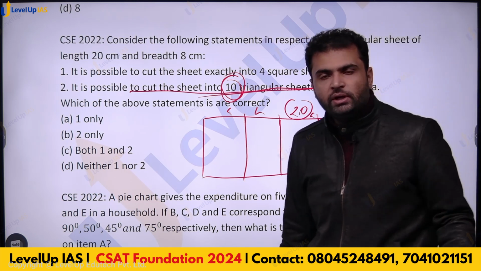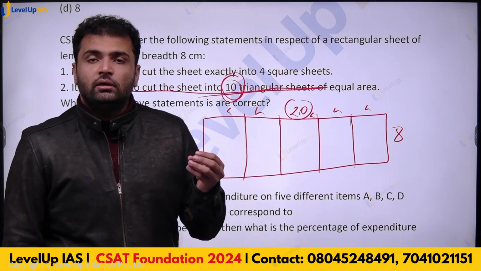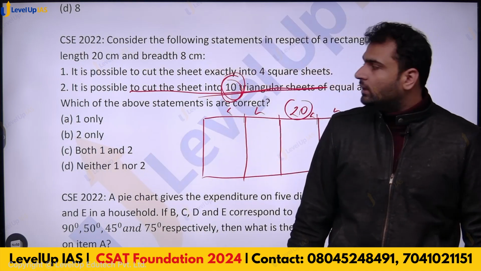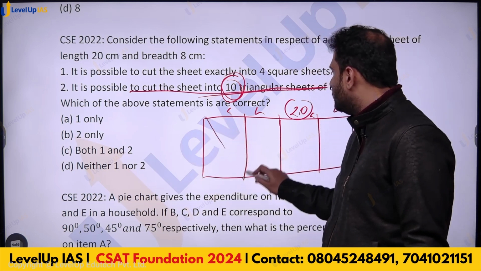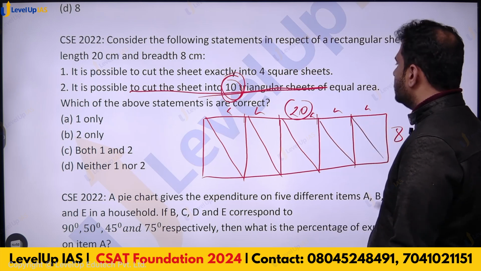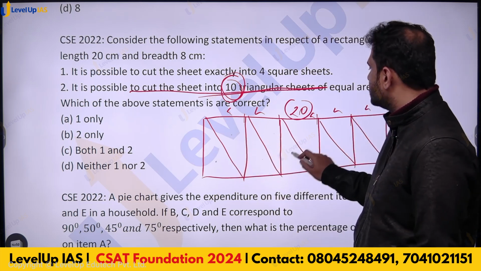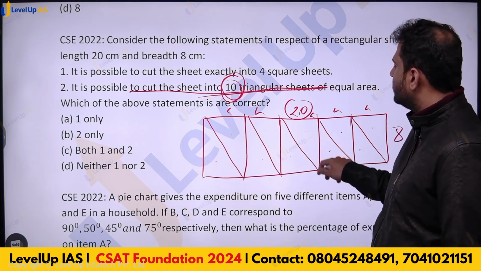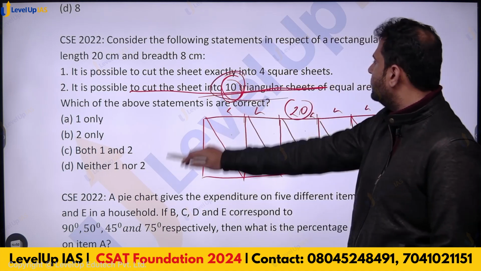And from our geometry, we know that a diagonal divides a rectangle into 2 congruent triangles. So if we simply draw diagonals like this in each of these rectangles, we have these equal triangles. 1, 2, 3, 4, 5, 6, 7, 8, 9, 10. That is what we needed.